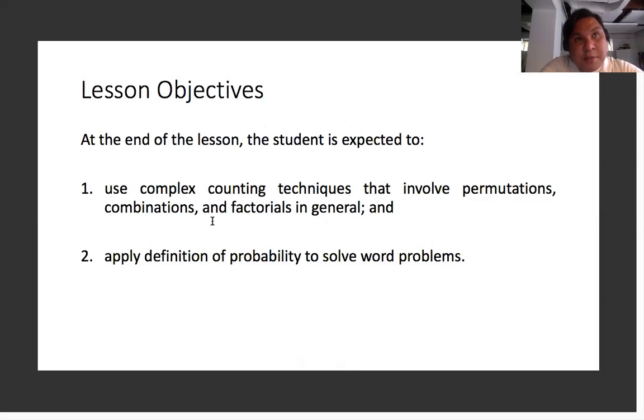So the objectives are for us to use complex counting techniques, which involve permutations, combinations, factorials, and anything under the fundamental principle of counting. Our second objective is to apply the definition of probability to solve word problems. In this lesson, we will go over several examples which are a bit more complicated than usual, and then we will see how to apply probability with those particular complex counting problems.